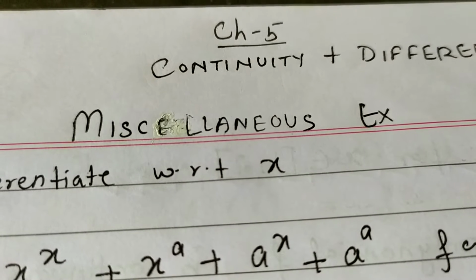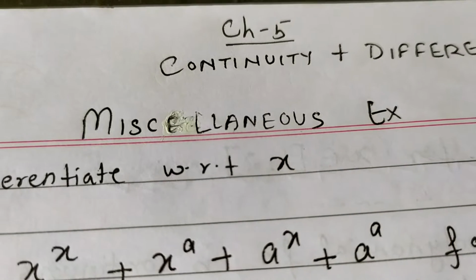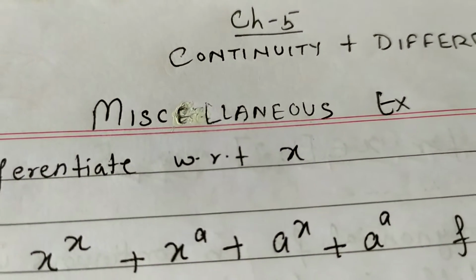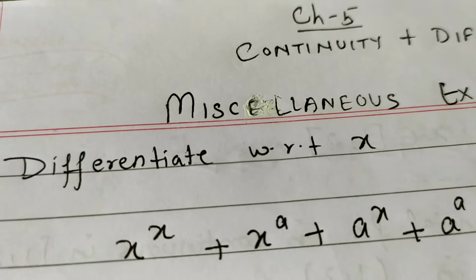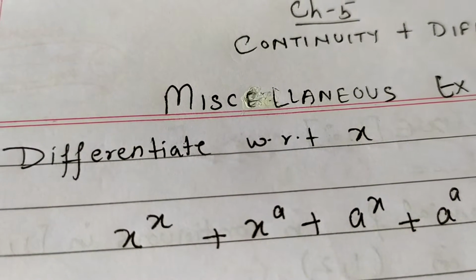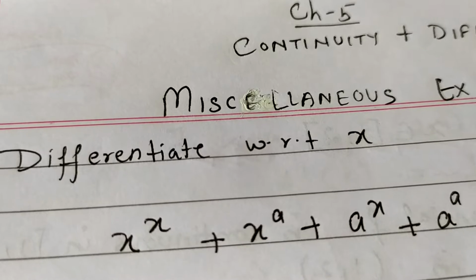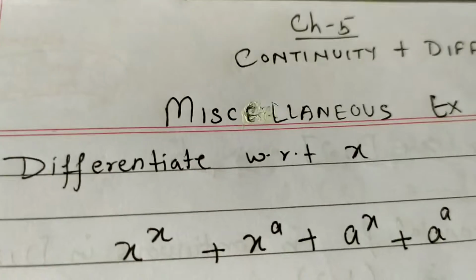Hello students, this is miscellaneous exercise chapter 5, continuity and differentiability. We have completed our chapter 5. We have discussed various kinds of differentiable functions, how to differentiate functions, various kinds of functions, parametric functions, logarithmic differentiation and implicit functions. Now today we will do some sums based on all the exercise.